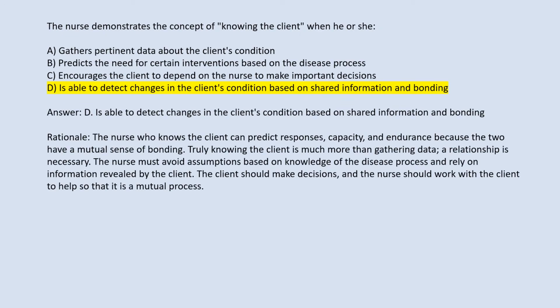Answer: D. Is able to detect changes in the client's condition based on shared information and bonding. Rationale: the nurse who knows the client can predict responses, capacity, and endurance because the two have a mutual sense of bonding. Truly knowing the client is much more than gathering data. A relationship is necessary. The nurse must avoid assumptions based on knowledge of the disease process and rely on information revealed by the client. The client should make decisions, and the nurse should work with the client so that it is a mutual process.